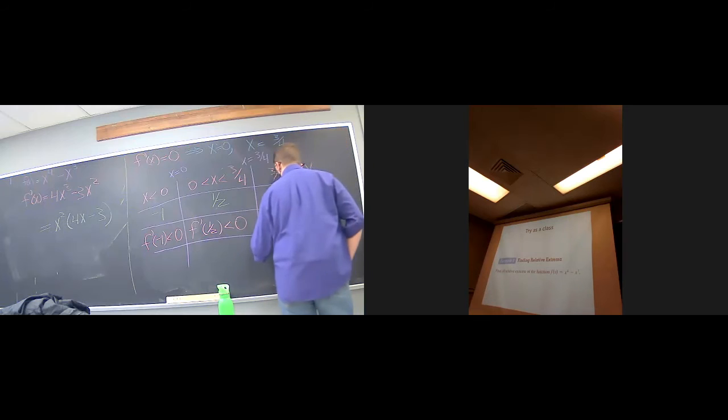Now plugging in 1, 1 squared is going to be 1. 4 times 1 is going to be 4. Minus 3, it's going to give us -1, right? I mean, it's going to give us 1. So our derivative at 1 is greater than 0. So in this interval, we must be decreasing, decreasing, increasing.